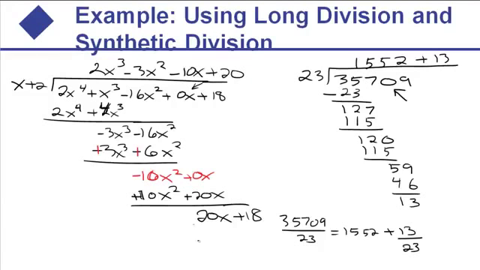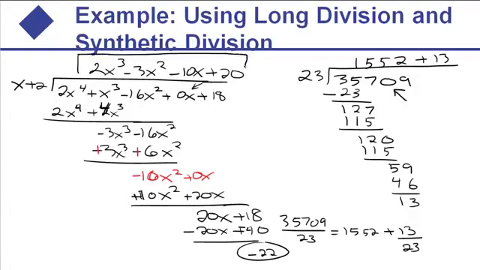Plus 20 gives you 20x plus 40, right? Change signs. This becomes a negative, right? And add if you want to do that, or just subtract it. But you basically have 18 minus 40, which gives you negative 22. And there's your remainder. All right, so we found the new polynomial and the remainder.